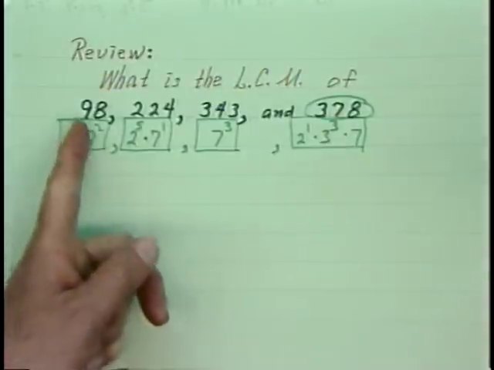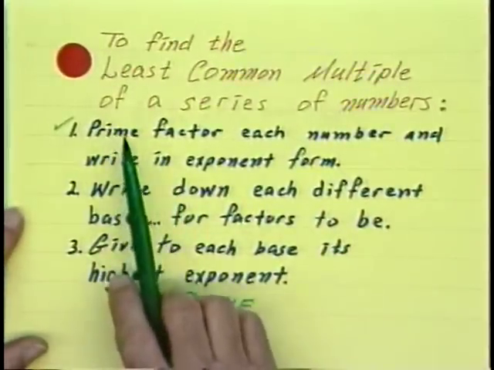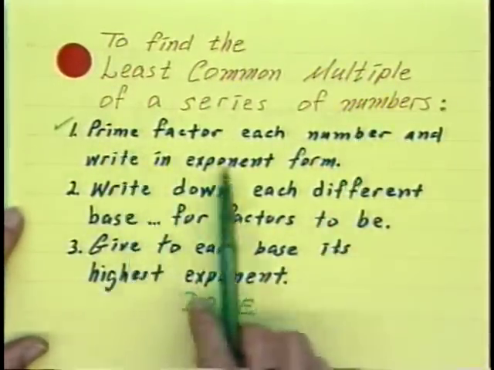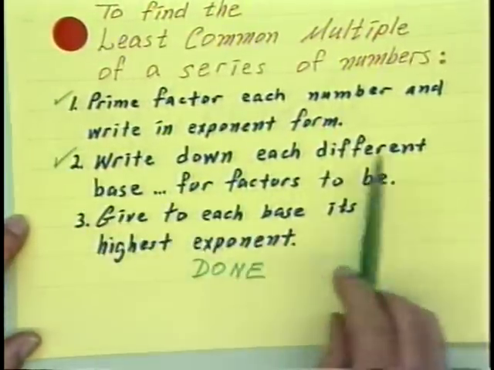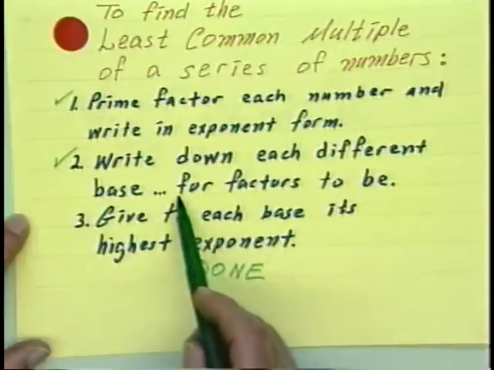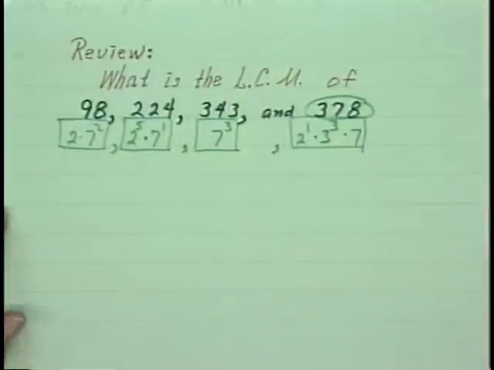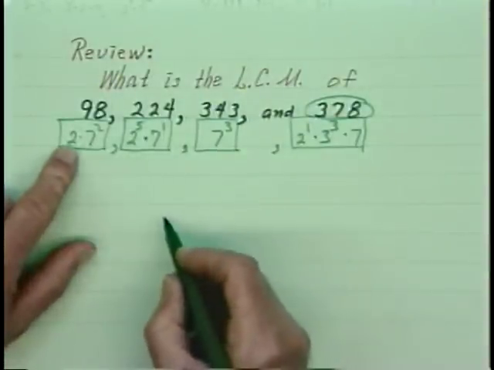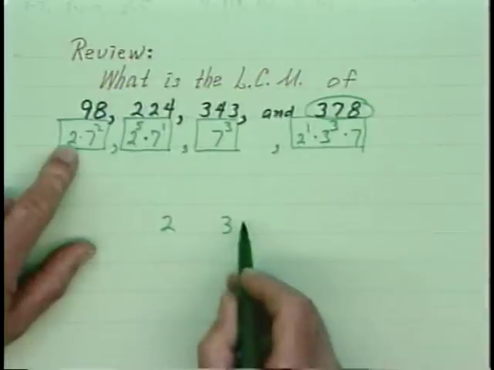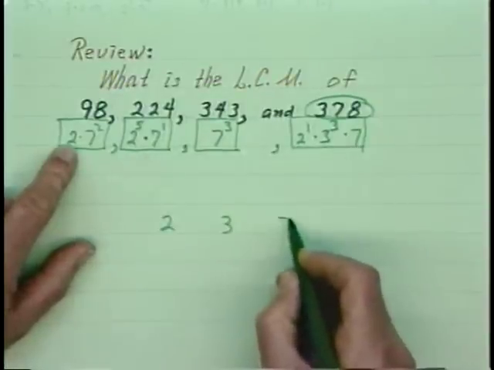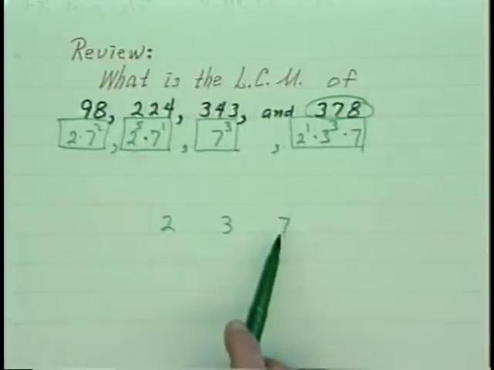So in finding the least common multiple of these, we have reviewed the first rule of prime factoring each number and writing it in exponent form. The next rule was write down each different base for factors to be of our least common multiple. So I see I'm going to need a base 2. I will need a base of 3 if I want to put them in sequential order. And I will need a base 7. There is no other base used anywhere other than 2, 3, and 7.